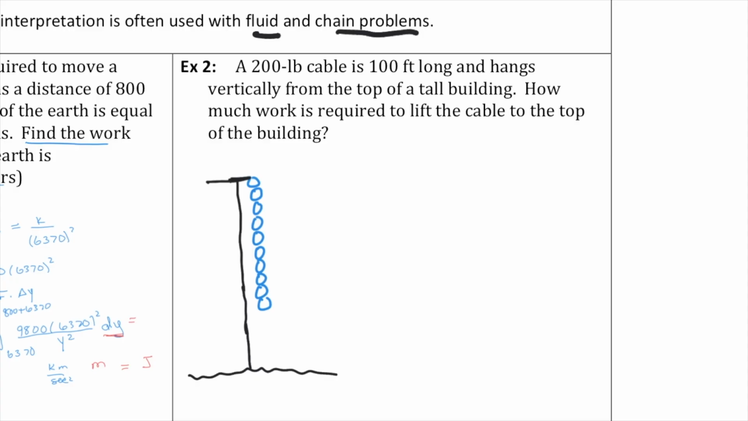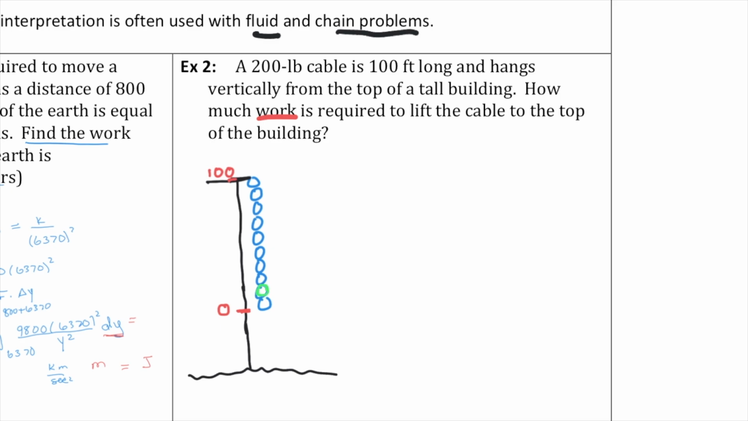So what we know is we have a 200-pound cable that is 100 feet long, hanging vertically from the top of your building. So I've drawn the cable hanging down. I've even given it a couple of links. I need to establish where my 0 is for this vertically hanging cable. I decided to put the 0 where the links will end, which means the top of the cable is going to be 100. All right, now our goal is to find the work required to lift this cable to the top of the building.